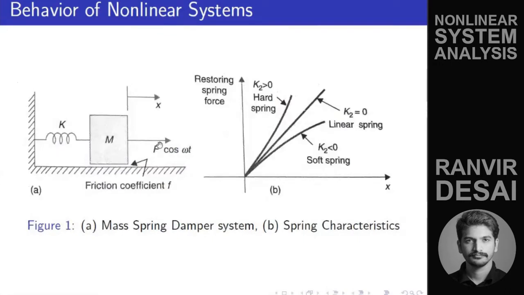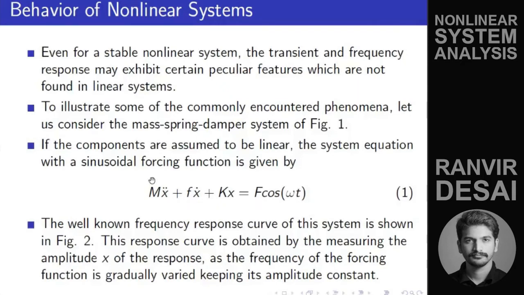The force applied on this is F cos omega t. I'm assuming that this omega is some frequency component, so you can consider it as harmonic motion. This motion is harmonic. You can model the system pretty much like this. This is a simple linear model, right? M x double dot plus f x dot plus k x is equal to F cos omega t.